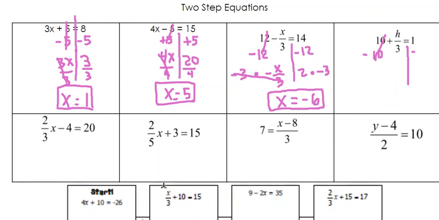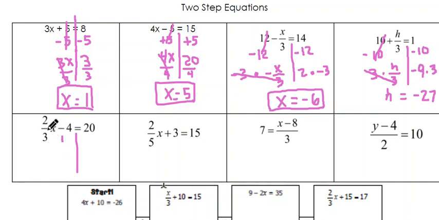Boom, it's gone. Do the same thing to the other side. 1 minus 10 gives me negative 9. And then on my left side, I'm still left with that h divided by 3. So I'm dividing by 3, so I have to do the opposite. So I'm going to do times 3 to get rid of that and do the same thing to the other side. Negative 9 times 3 gives me negative 27. And on my left side, those 3's canceled out, and that just leaves me with h. So I'm left with h equals negative 27.